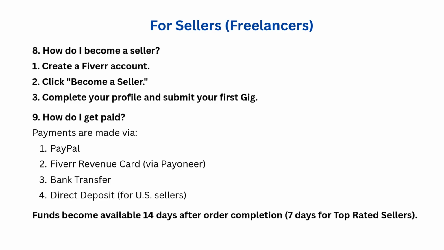For sellers, freelancers. 8. How do I become a seller? 1. Create a Fiverr account. 2. Click Become a Seller. 3. Complete your profile and submit your first gig. 9. How do I get paid? Payments are made via PayPal, Fiverr Revenue Card via Payoneer, bank transfer, direct deposit for U.S. sellers. Funds become available 14 days after order completion, 7 days for top-rated sellers.